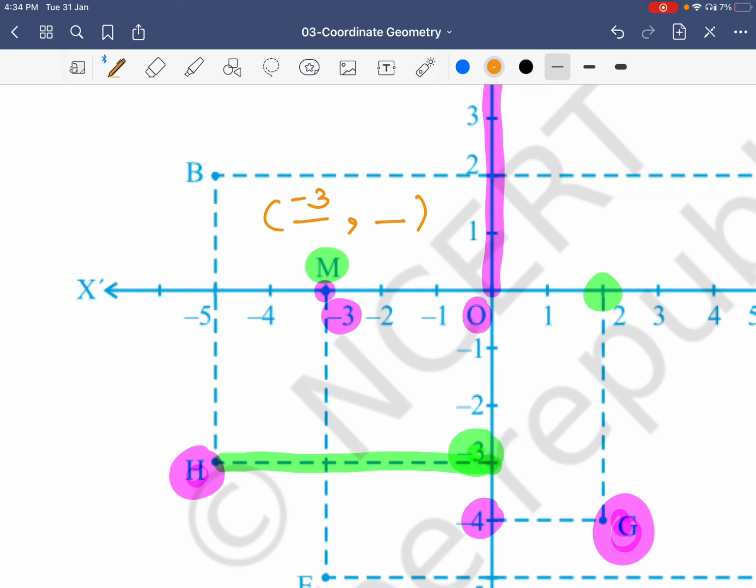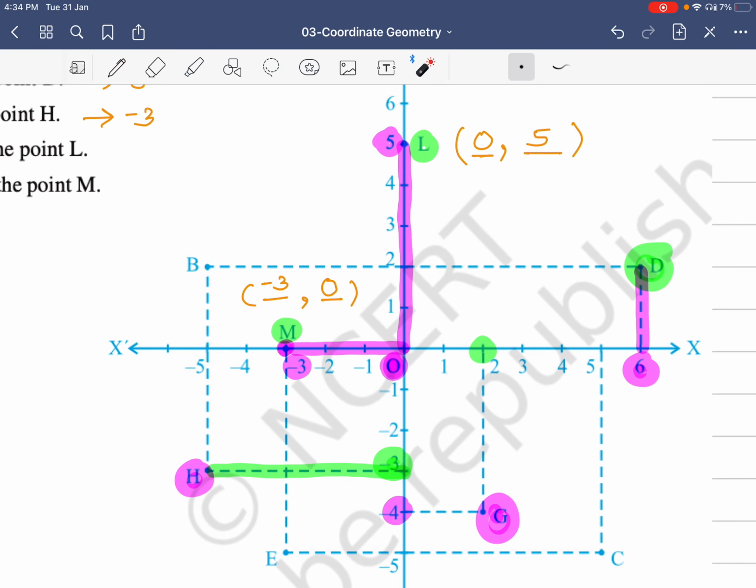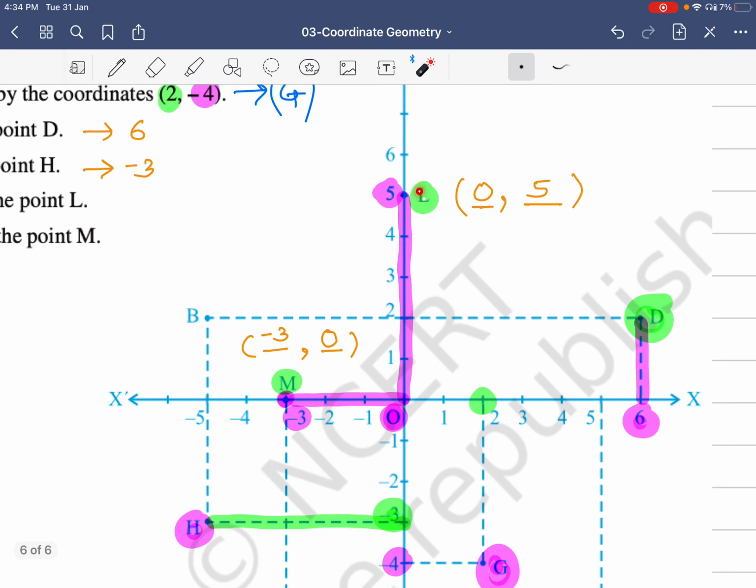And what about y coordinate? In order to find y coordinate of any point, again, we draw a perpendicular from that point to the y-axis, and it meets y-axis at this point 0. So 0 becomes the y-coordinate of this point. So if the point, as you can see, is on x-axis, its y-coordinate is 0. If the point is on y-axis, then its x-coordinate is 0.